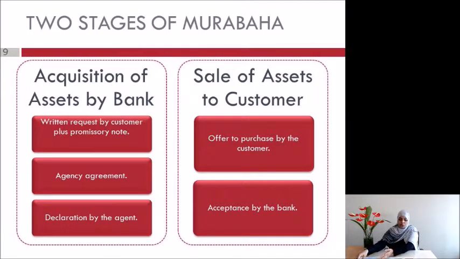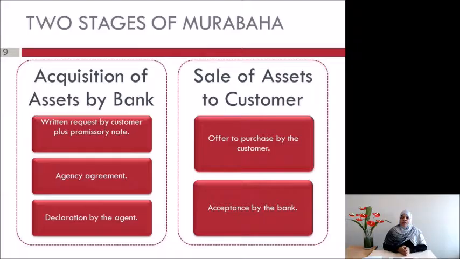We'll now briefly look at the stages in a murabaha transaction. We have explained that there is the first part, which is the acquisition of the assets by the bank, and then the second part, which is the sale of the assets to the customer. So how does this happen practically?